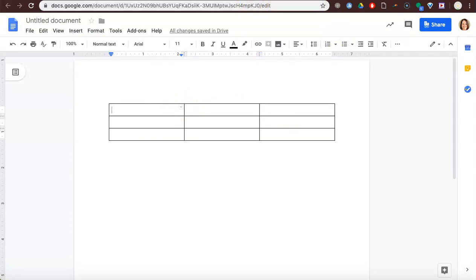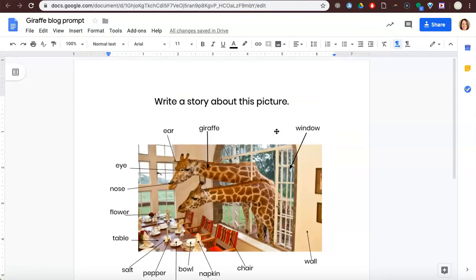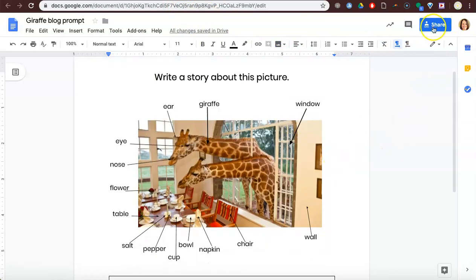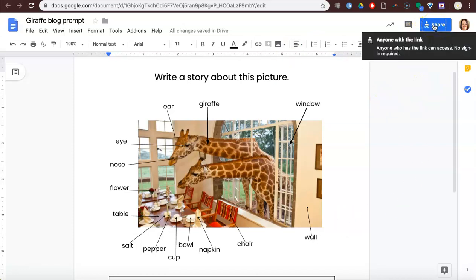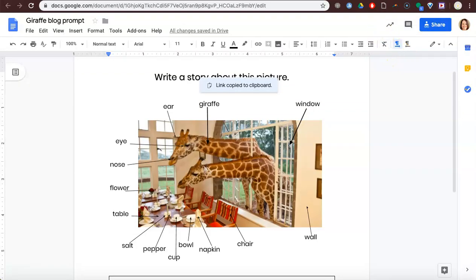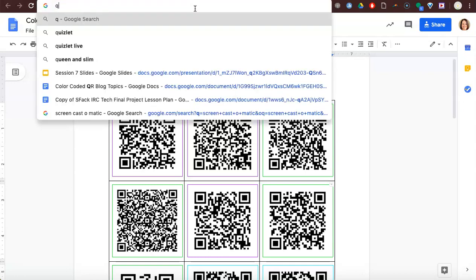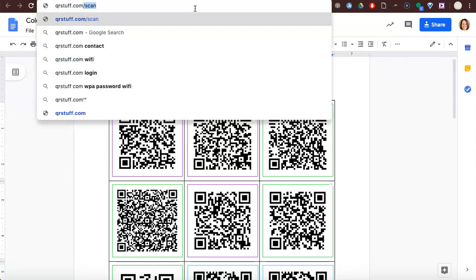Then I found whatever prompt I wanted to write. So let's say I wanted to do the giraffe blog prompt. Let's say this is what I wanted to open when students scanned the thing. So I would go on here, make sure I could get my link, copy the link. Then I would go to qrstuff.com.